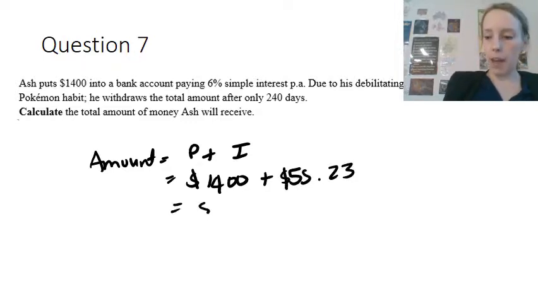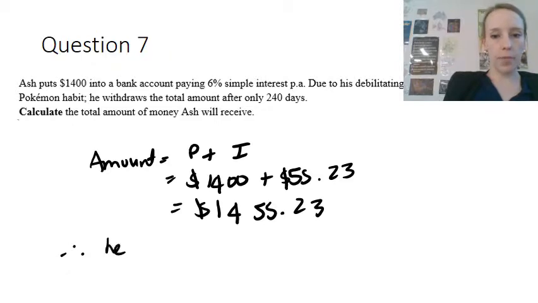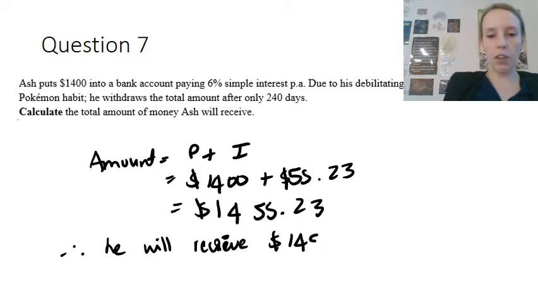So his total amount there will be $1,455.23. So therefore, he will receive, if I spell receive right, that will help. He will receive $1,455.23.